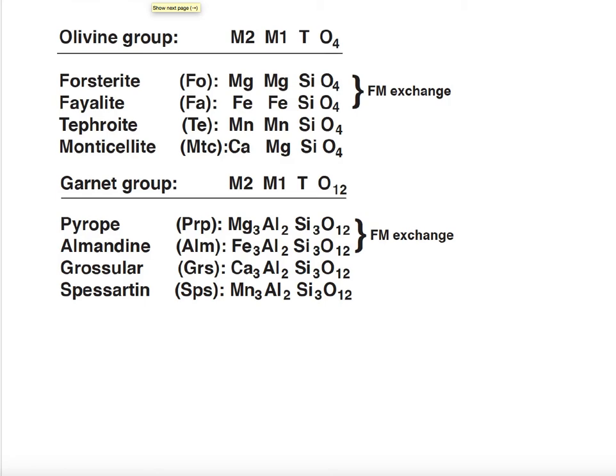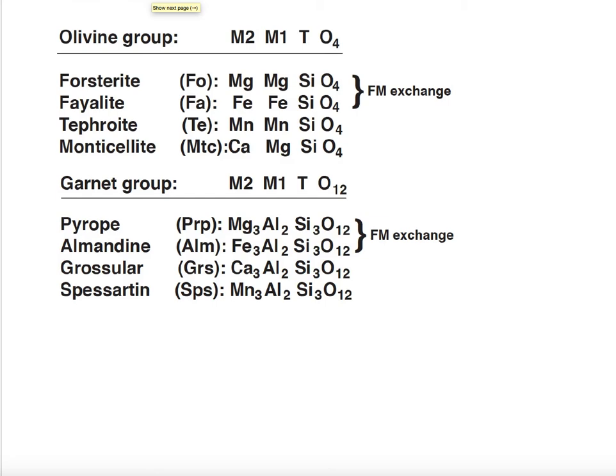This is the olivine group. And the olivine group consists of different end members. I have not written down all the end members, I have only written down the most important end members. So the olivine group can be subdivided into 2 octahedral spaces, M2 and M1, has 1 tetrahedral space, and all olivines on this planet have 4 oxygen.